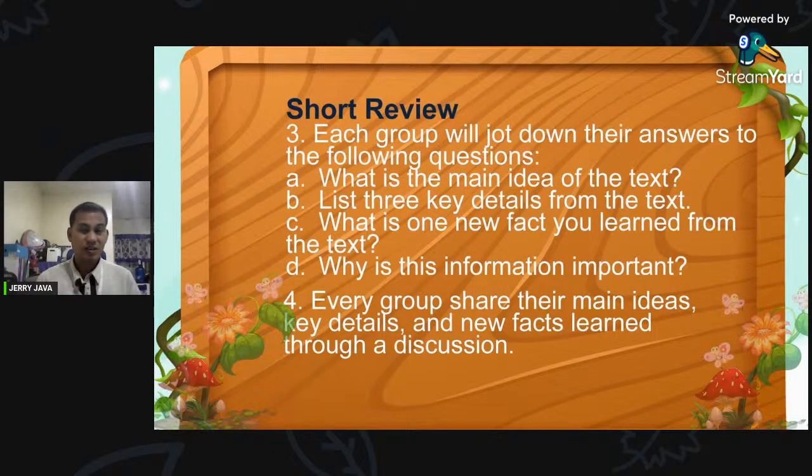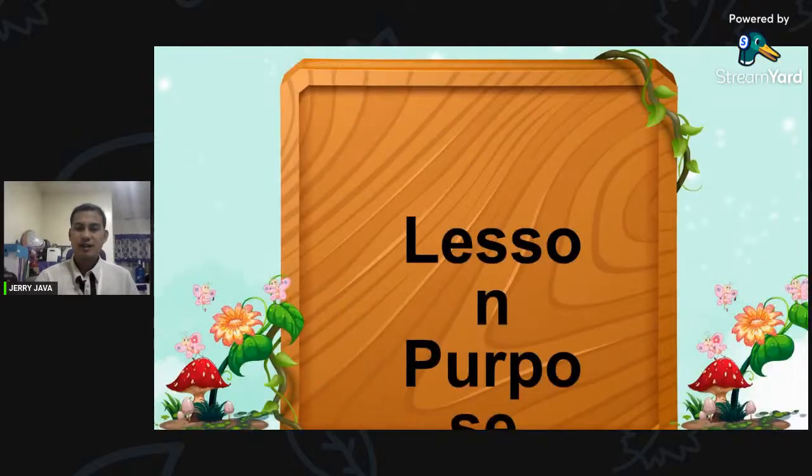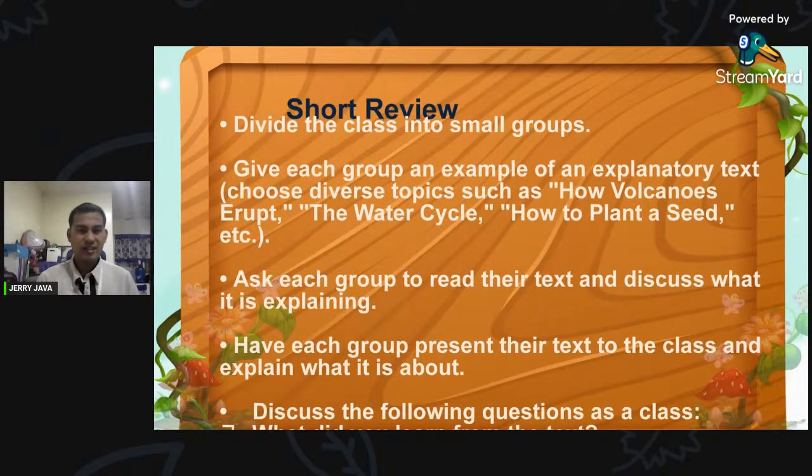Each group will jot down their answers to the following questions. What is the main idea of the text? List three key details from the text. What is one new fact to learn from the text? Why is this information important? Because I'll get to explain later. Every group will share their main ideas, key details, and new facts learned through a discussion. Now let's have our lesson.